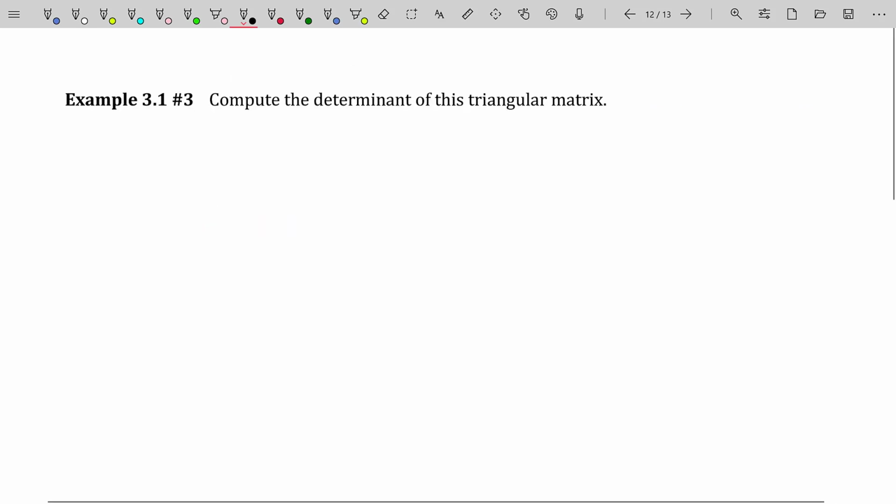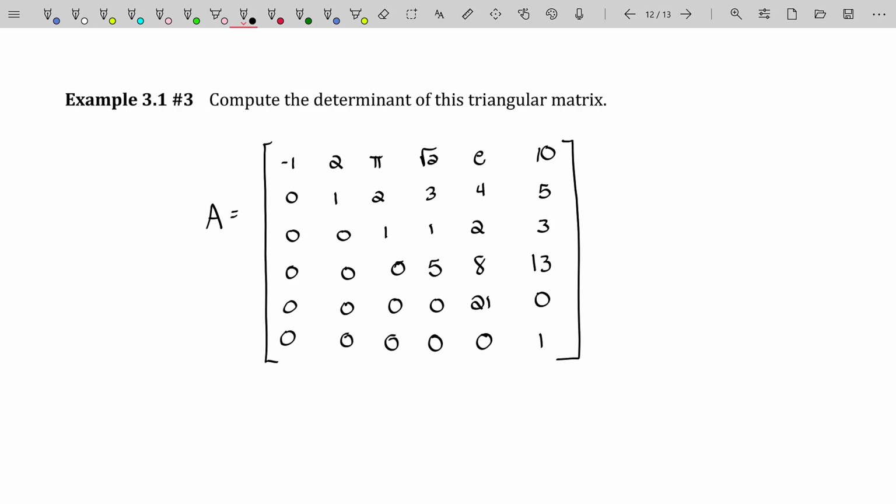That being said, I have a last final example here. Compute the determinant of this triangular matrix. Let's go ahead and create one. All right, that is an upper triangular matrix. It is square. I promise you it's a 6x6 matrix. And by the last theorem, the determinant is the product of this main diagonal. That would be -1 times 1 times 1 times 5 times 21 times 1, which is -105. You thought you were in for a big problem, didn't you? So yeah, this is great.